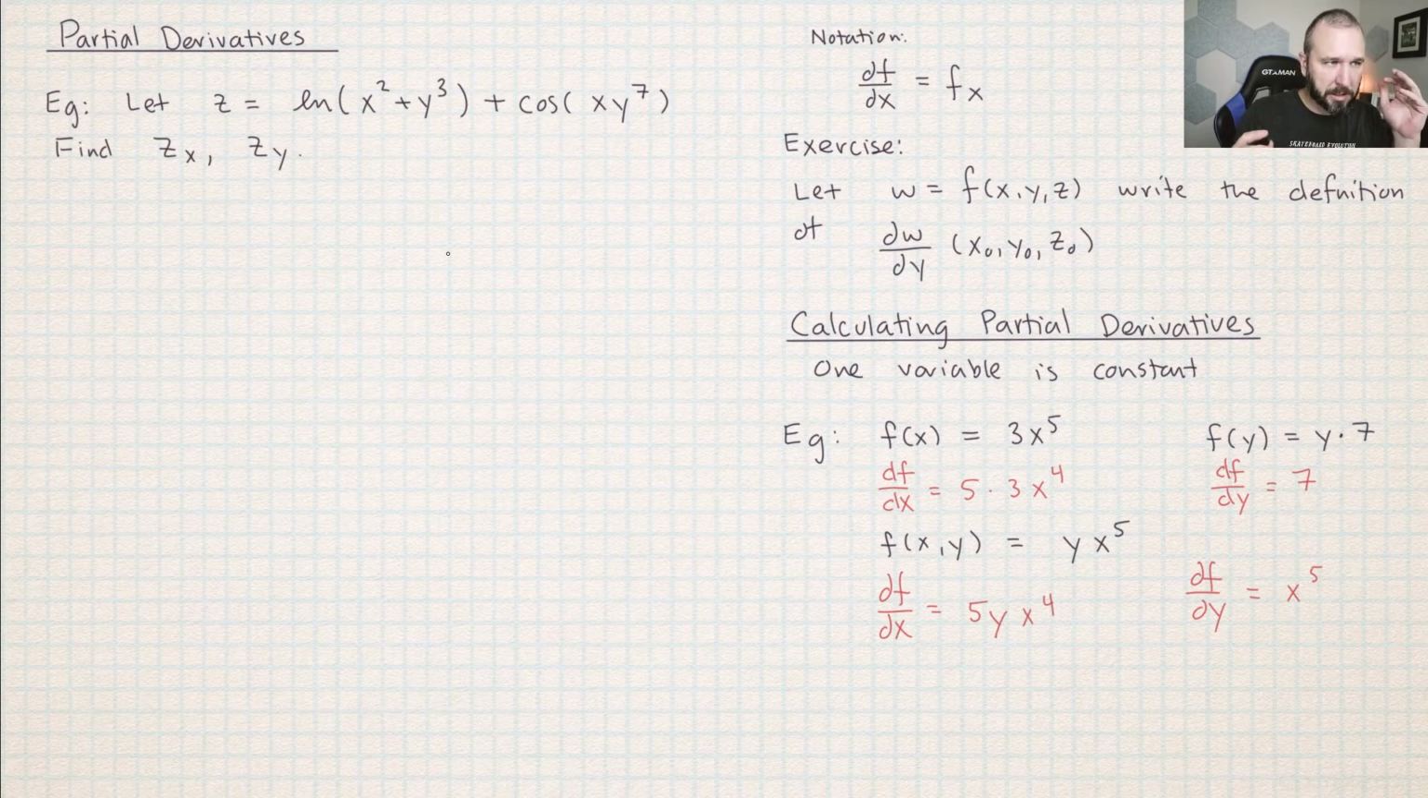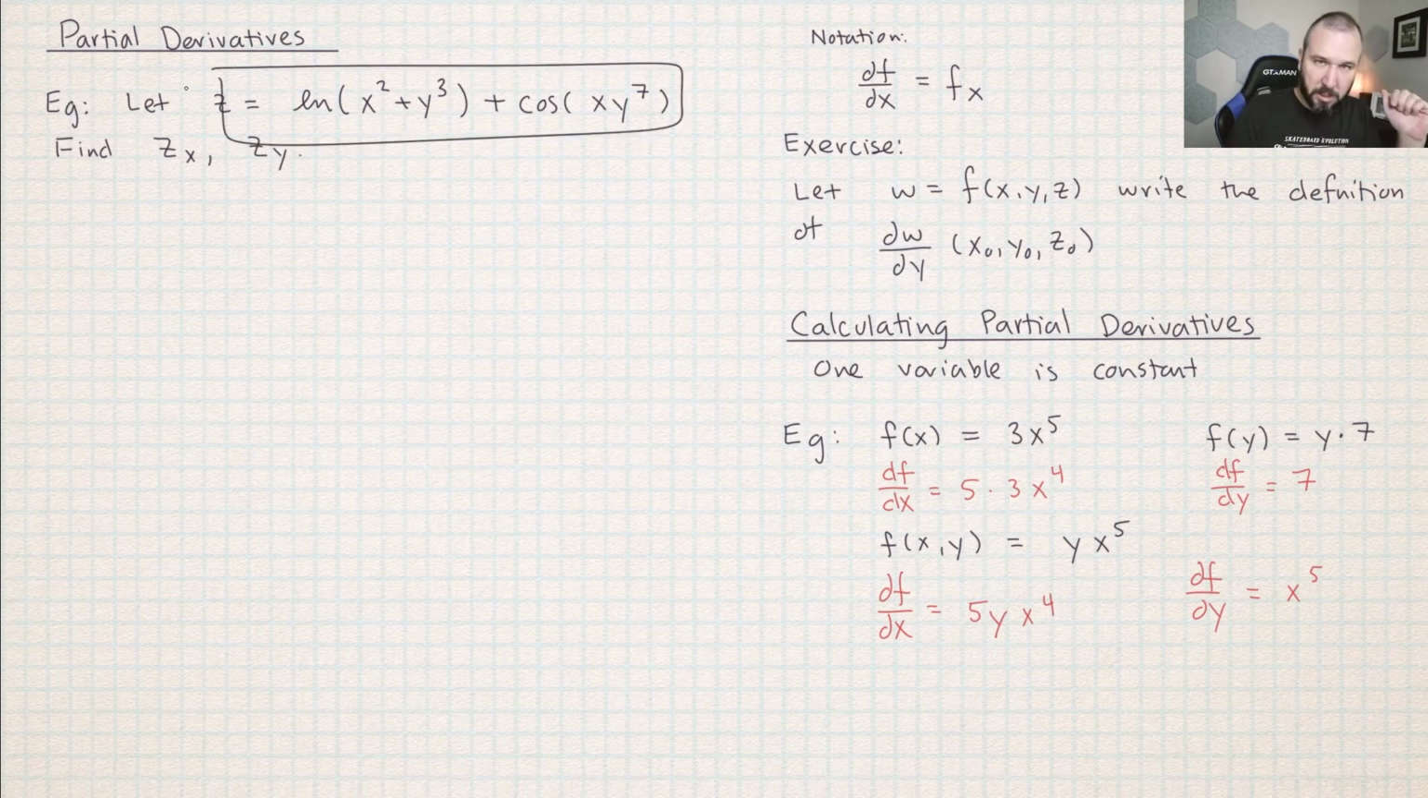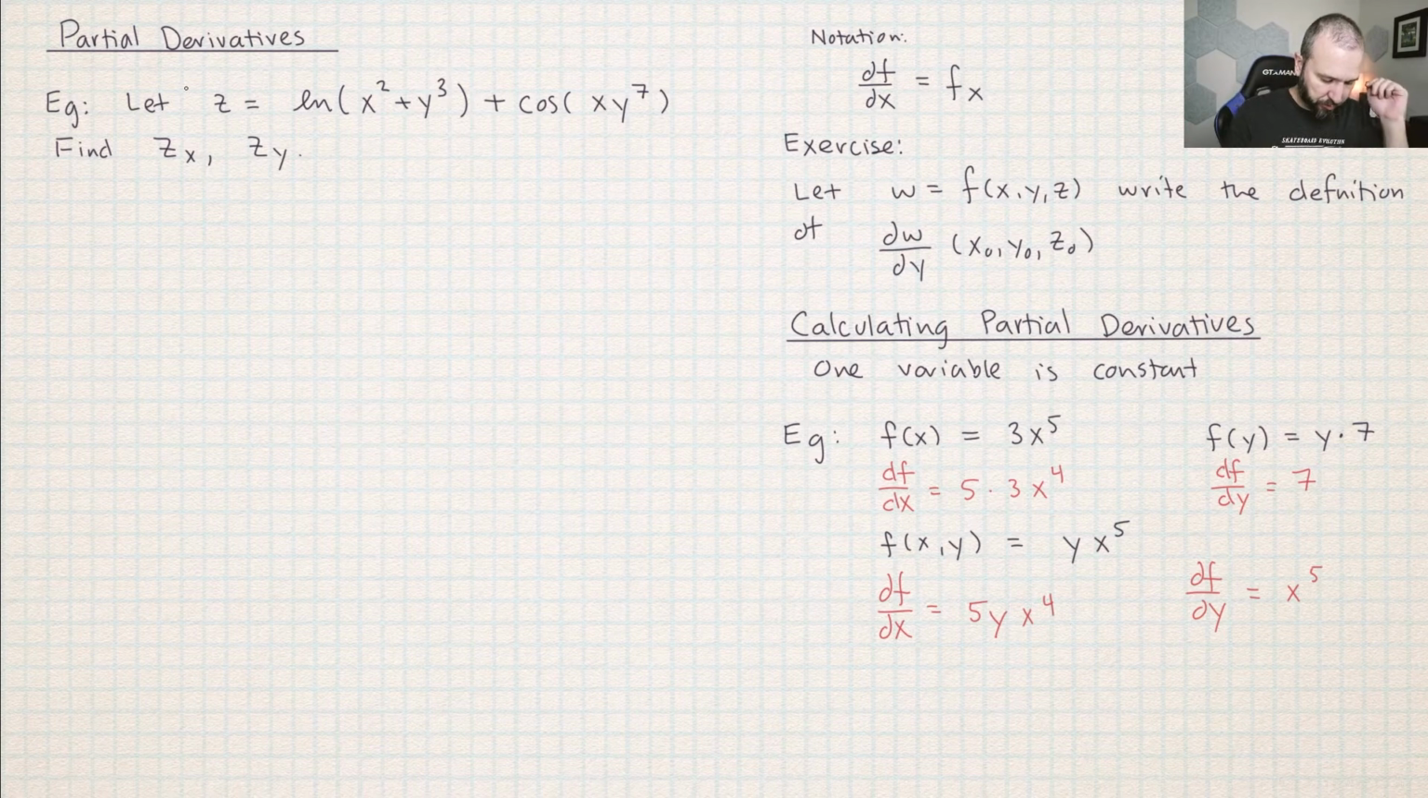I just want to work out a slightly more complicated example. So I'm asked, here's the function, and I'm asked to find these partial derivatives. So I'm going to start with the x partial derivative, and I'm trying to just show you the two equivalent notations. So z sub x, you could also write del z del x. So in this process, x is a variable and y is a constant.